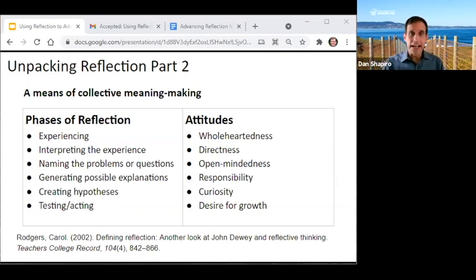So the idea I want to highlight here is that if you're mindful about these different phases of reflection, and those participating in reflection have these attitudes that Rogers identifies, reflection is more likely to lead to collective meaning making and effective action. And so we want to start by unpacking reflection, really get you to think more deeply about it, so you can use it more intentionally in your assessment work.